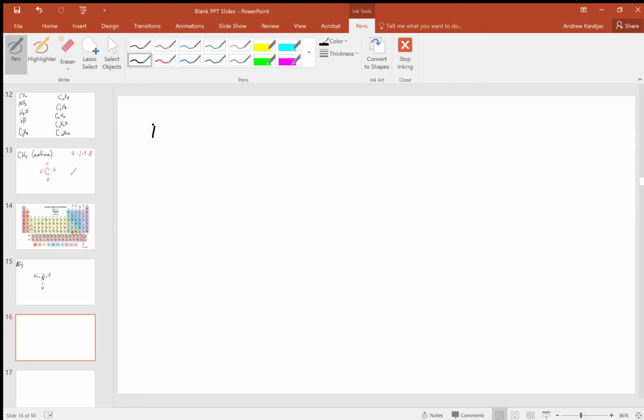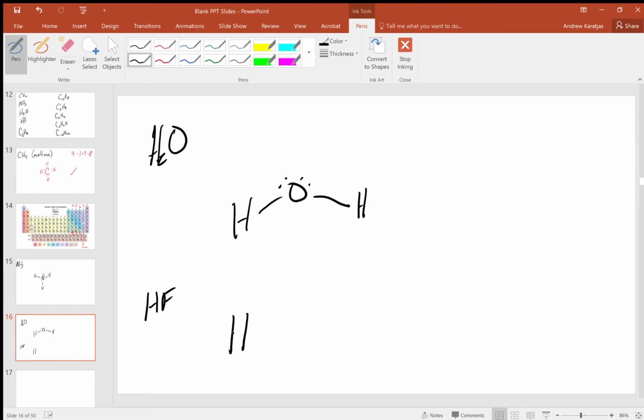Our third example was water. Oxygen, we now know, needs 2 bonds and then has 2 lone pairs. And then HF, fluorine being group 17, has 7 valence electrons, only needs 1 more or 1 bond.